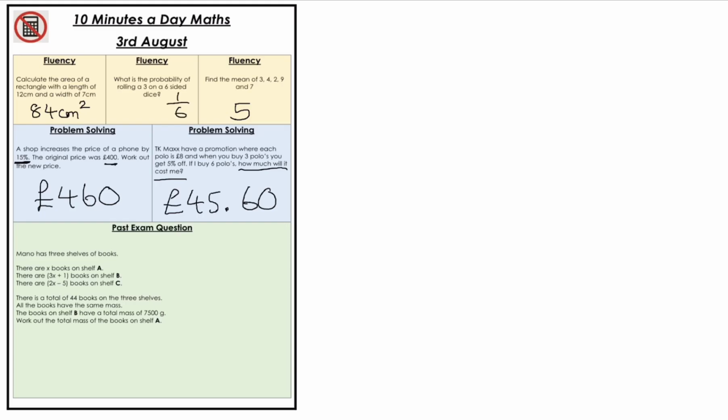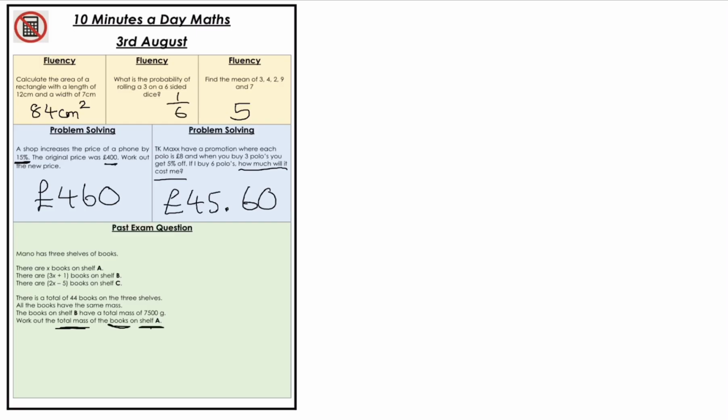So, Mano has 3 shelves of books. There are x books on shelf A. There are 3x plus 1 books on shelf B. And there are 2x minus 5 books on shelf C. So, there is a total of 44 books on all 3 shelves. And all the books have the same mass, so they all weigh the same each book. The books on shelf B have a total mass of 7,500 grams. And it wants us to work out the total mass of the books on shelf A.